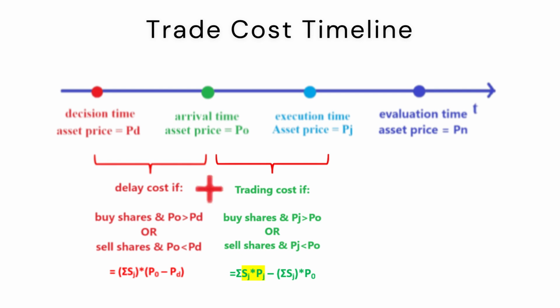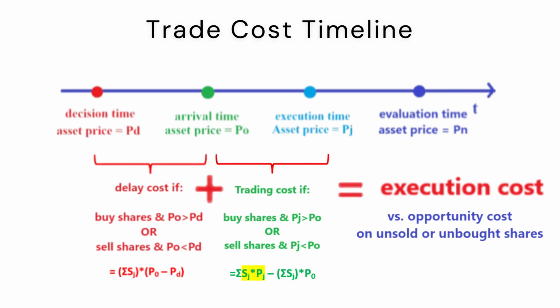The sum of delay cost and trading cost is execution cost, which covers all costs incurred due to price fluctuation between the decision moment and the trade completion moment. Execution costs are all about shares that have been transacted.